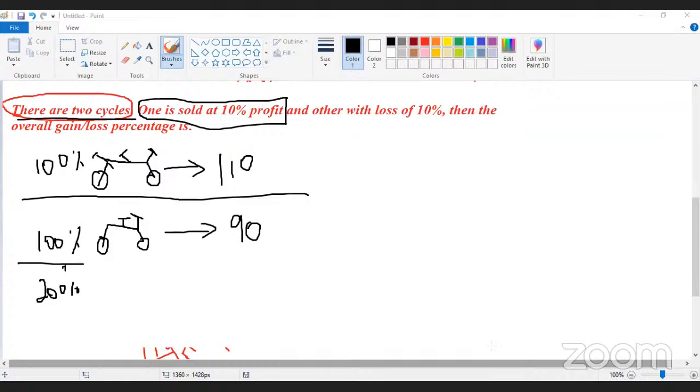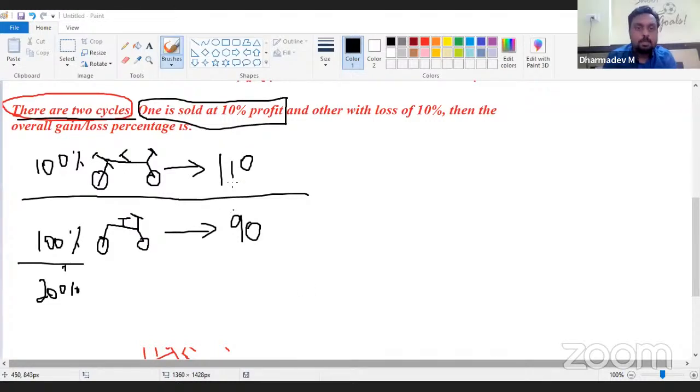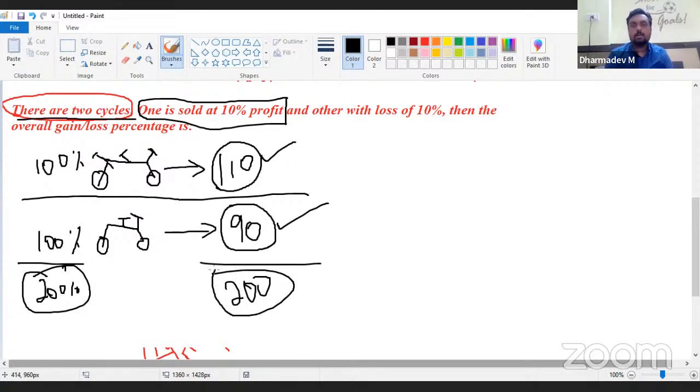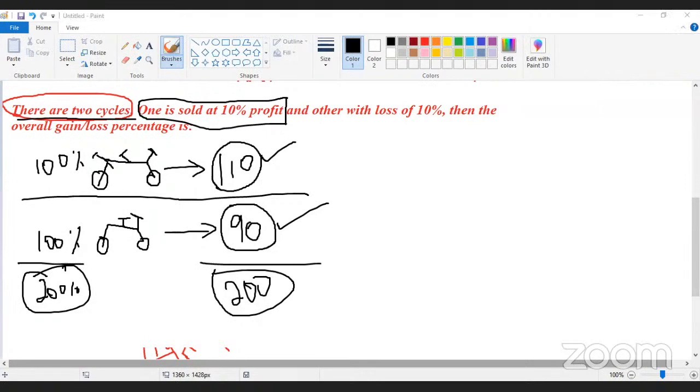Yes. The first person got it for 110 and the second person got it for 90, in rupees or as percentage. So overall, I'm selling it for 110, I got 110. The next person, I'm selling it for 90 and I got 90. So total is 200. So what did I purchase? The same price, I'm getting it again. Did you get it? Yes. Okay, that's great.